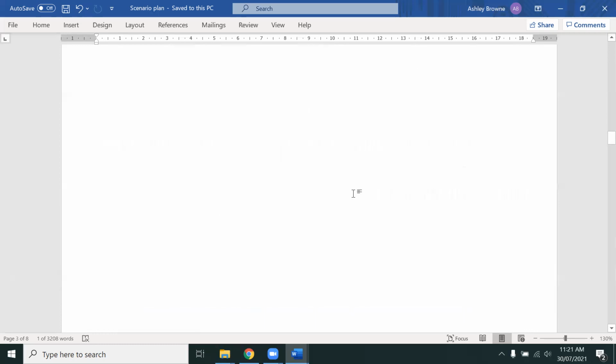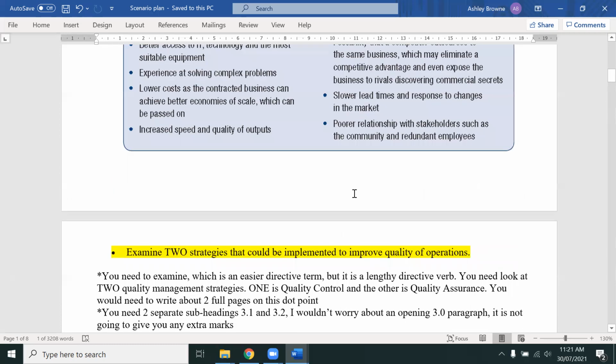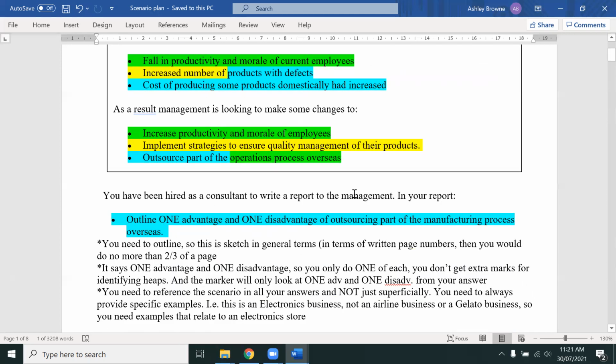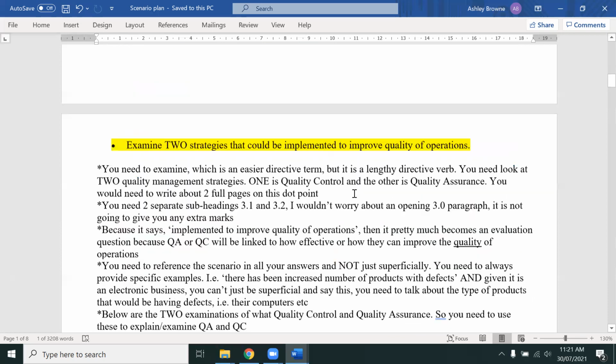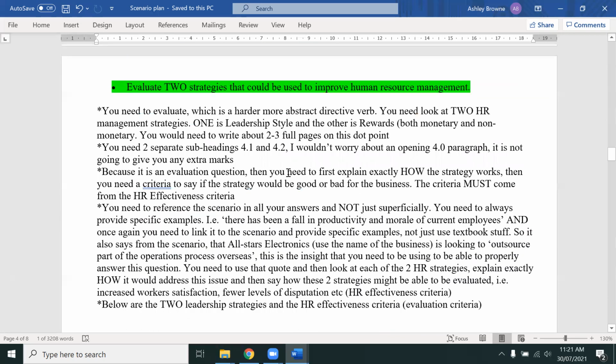So let's pop back up to our scenario. Now we'll get there eventually. All right, so the third one, we'll get there. I'm back down. It says evaluate two strategies that could be used to improve human resource management. So this one is an evaluation question. It's the most higher order out of all of them.